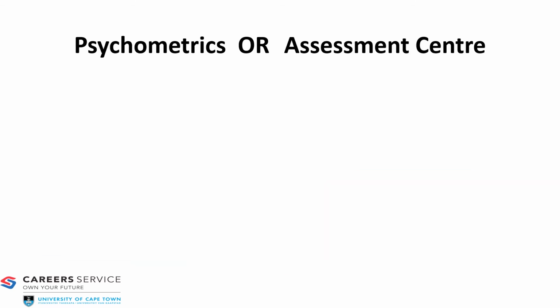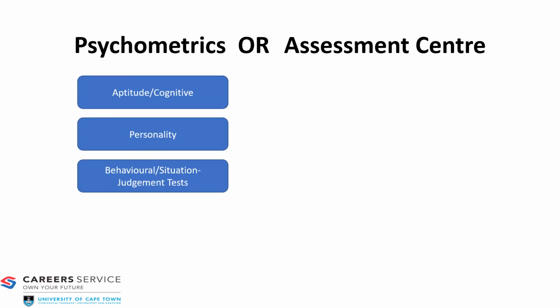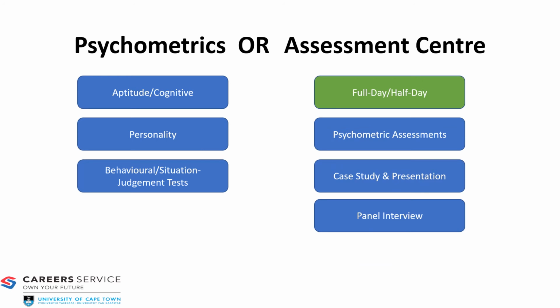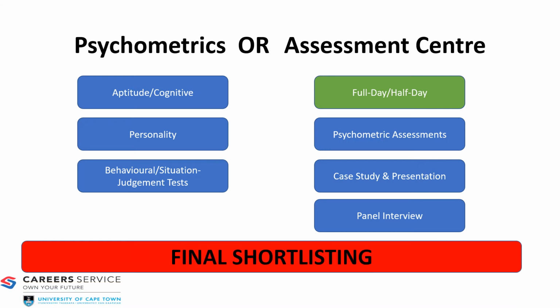The next round of recruitment very often includes psychometric testing or an assessment center. The type of psychometric tests you could be asked to complete are aptitude or cognitive, personality or behavioral, or situational judgment tests. In some cases, you are invited to attend a full-day or half-day assessment center, which will include completing psychometric assessments, a case study and presentation, and usually a final panel interview. These assessment centers are designed to challenge you under pressure and to assess how you cope and strategize in managing your time and nerves. It is therefore really important to be well rested and prepared, and to try and remain in a calm state of mind. This is usually the final stage where successful candidates are shortlisted for the job.